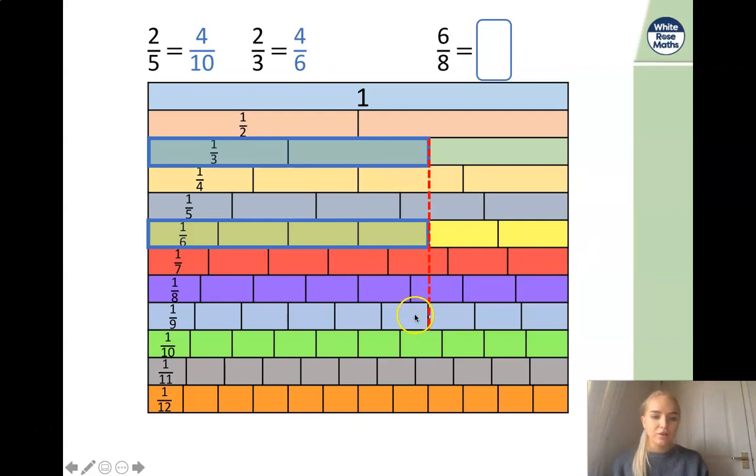2/3 is also equivalent to something ninths. How many ninths can you see that this is equivalent to? Pause the video and have a think. Did you spot it was equivalent to 6/9?